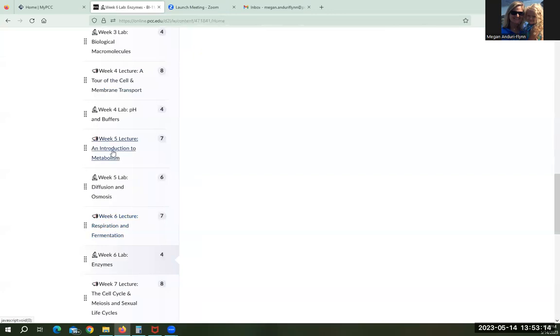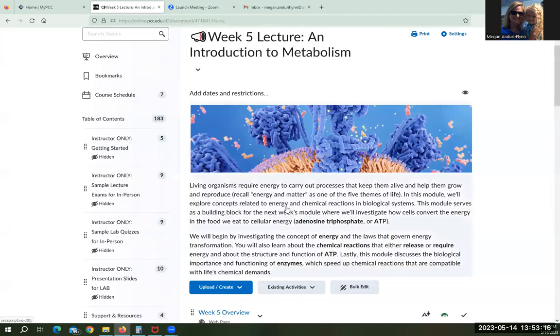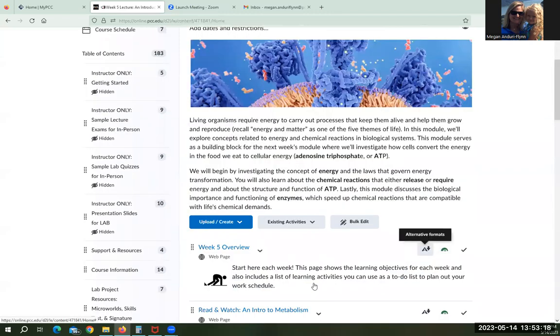Okay, so just to refresh your memory, with week 5, we're learning more about energy. So the difference between kinetic energy and potential energy, and how that relates to the laws of thermodynamics. We also learned about how energy is used by the cells, so how it's broken down and released through the help of enzymes and so forth.